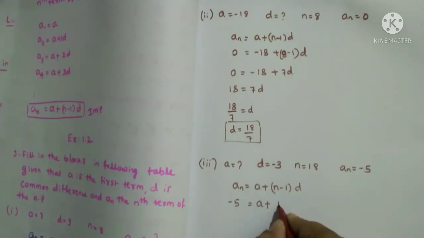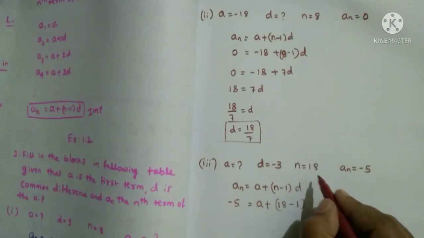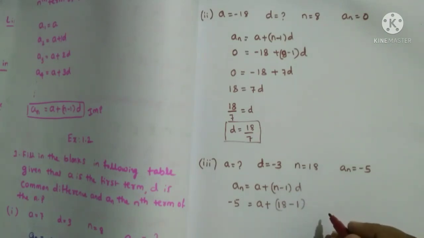N value is 18. And one more thing I want to tell you: always N will be positive. N means number of terms, which will be positive. Number of terms will not be negative, right? So N value always will be positive. D may be negative, AN may be negative, A may be negative, but N will not be negative. Remember it. D value what we have here? Minus 3 is there. For this also I will put the bracket.